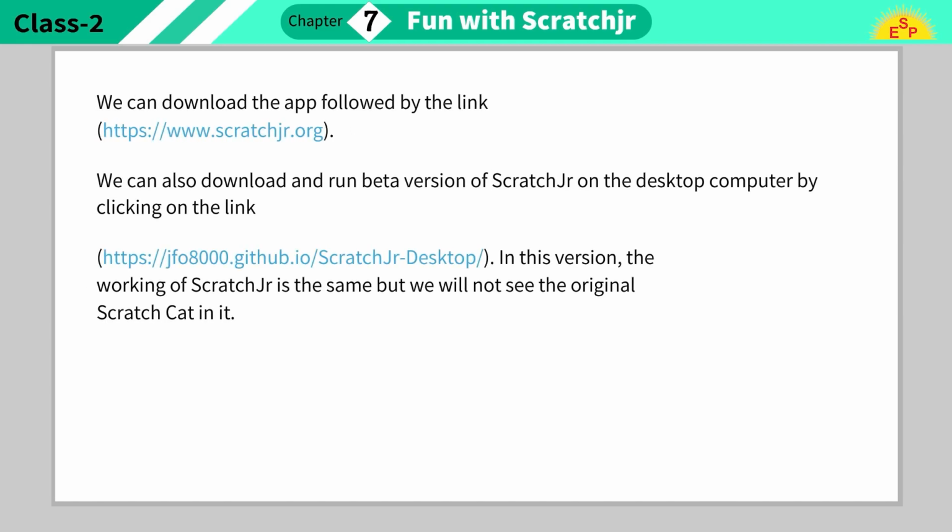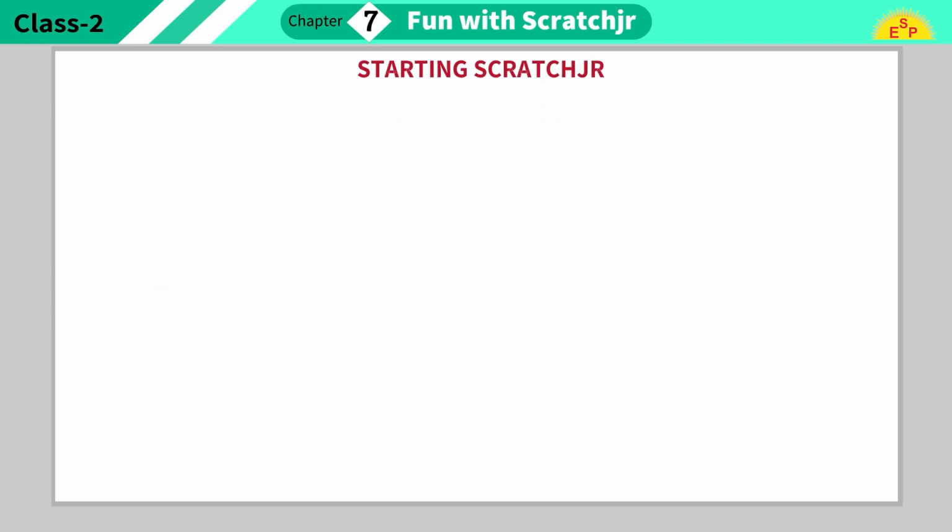We can download the app followed by the link https://www.scratchjr.org. We can also download and run the beta version of ScratchJr on the desktop computer by clicking on the link https://jfo8000.github.io ScratchJr desktop. In this version, the working of ScratchJr is the same, but we will not see the original Scratch cat in it.